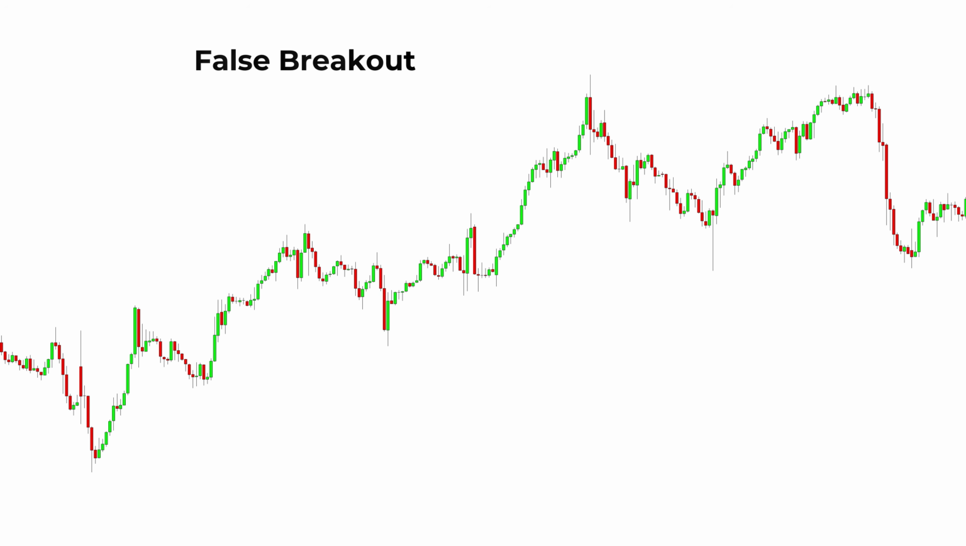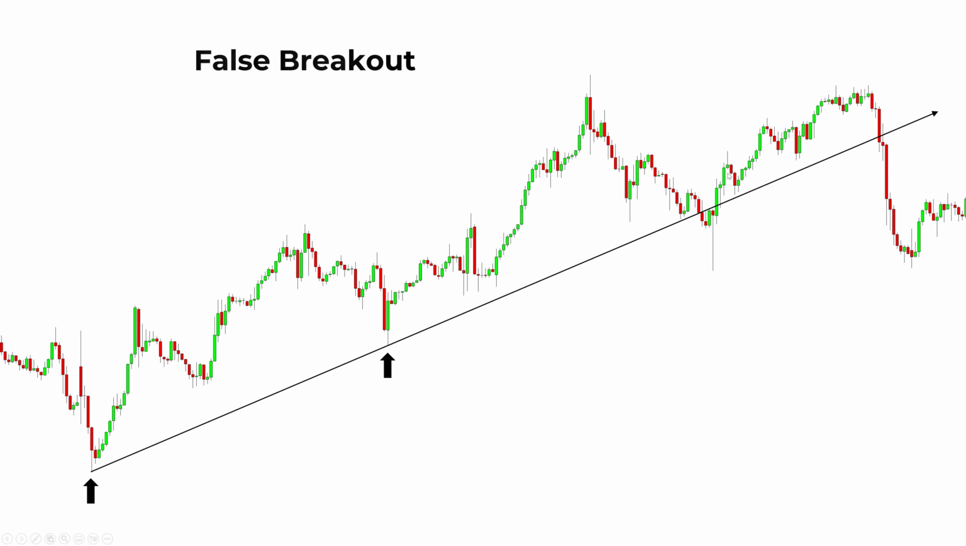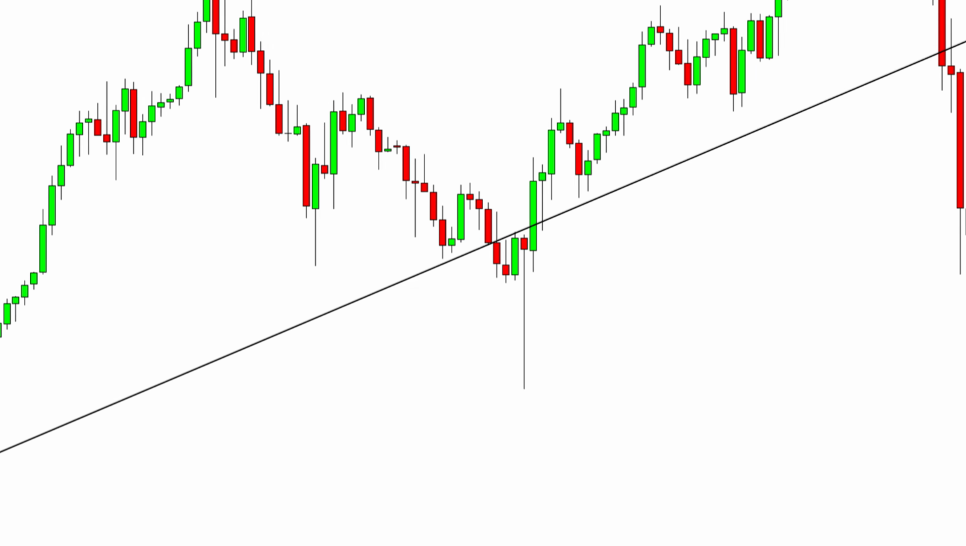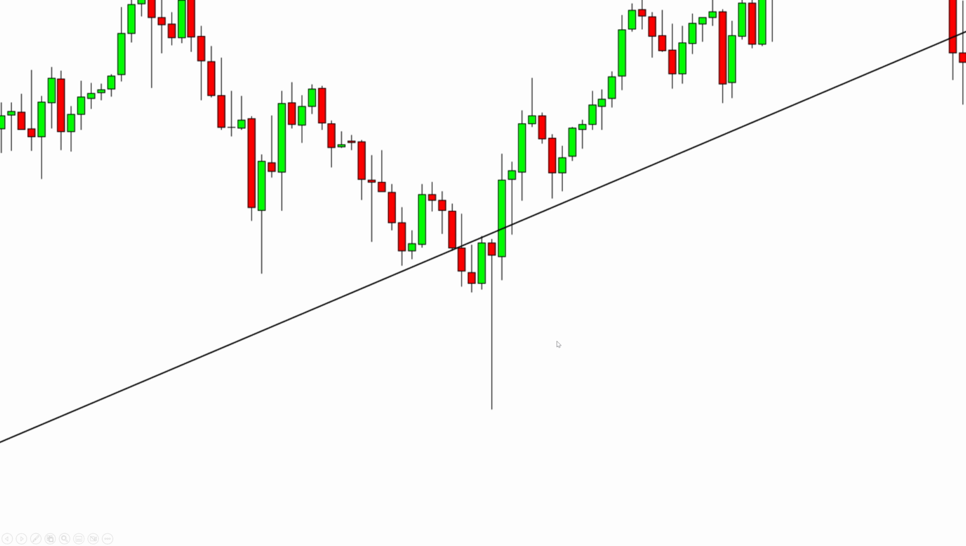For example, in this chart we can see that this simple trend line is broken to the downside, but price quickly re-enters it and resumes the direction to the upside. Let's zoom in on the false breakout to see what happened more accurately. Here we see that price breaks to the downside, then tests the upper trend line as resistance and starts going down. Up to that point, this would be a perfectly valid breakout scenario.